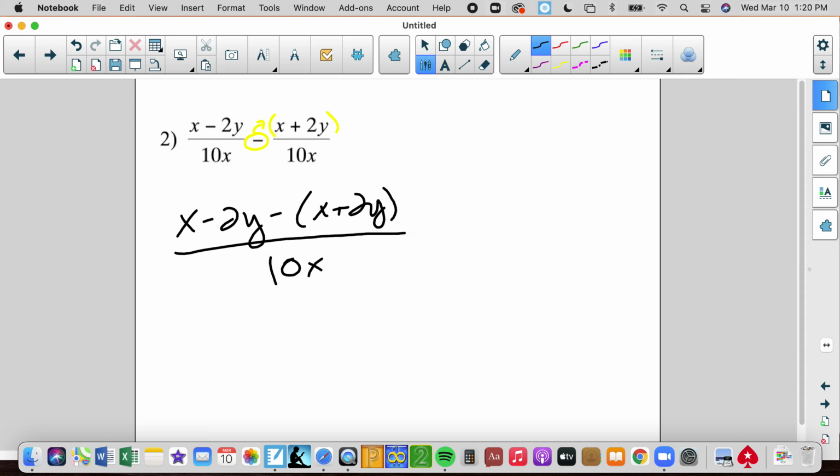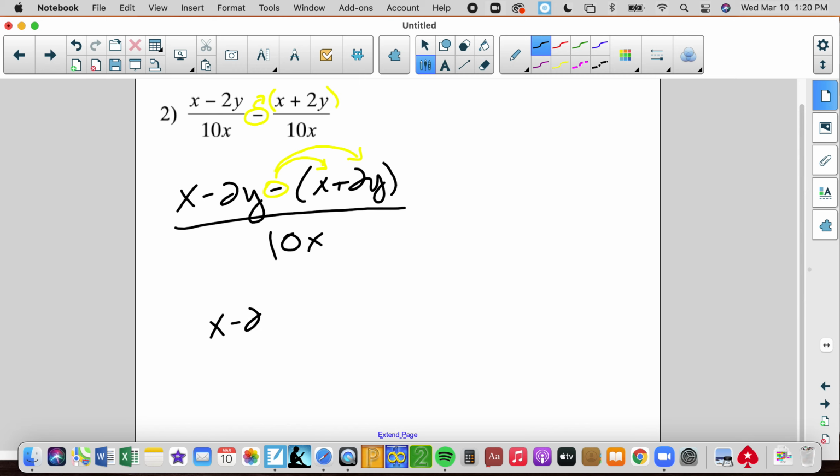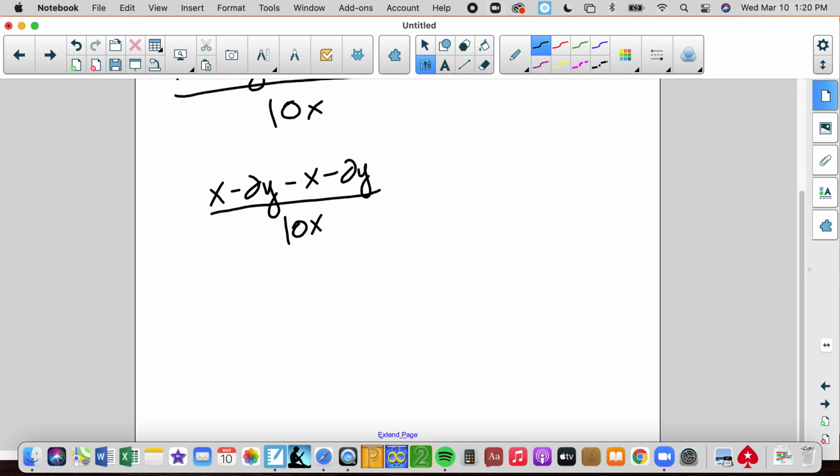you get that. Let's distribute that negative to the x and to the 2y. That gives us x minus 2y minus x minus 2y over 10x. Now the x's are like terms. We again have like terms up here. We have an x and a negative x. We have a negative 2y and a negative 2y. So x minus x is 0. Negative 2y minus 2y is negative 4y over 10x.